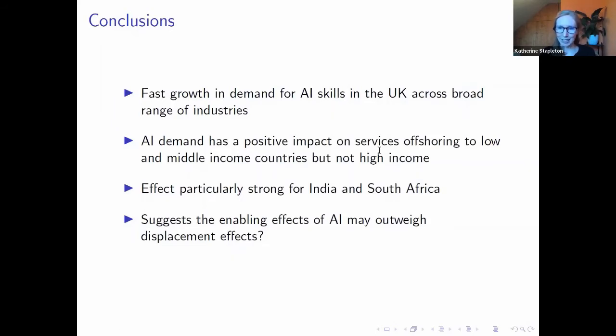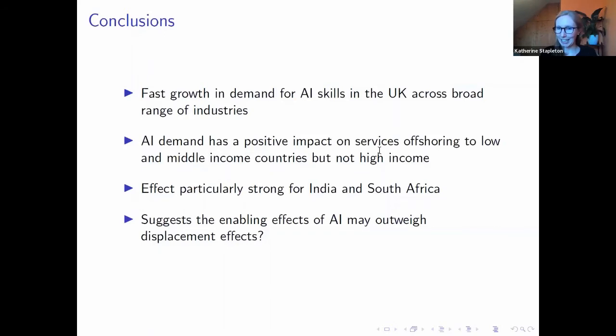So I haven't gone into the model or any of the mechanisms today in the interest of time, but there are many plausible reasons why this could be happening. One is simply that AI has a productivity effect. Another is that AI is enabling complementary offshoring of parts of the AI production process, so offshoring parts of the automation process itself or the AI development, which would make sense for India, given it's such an IT hub and a leader in that area.